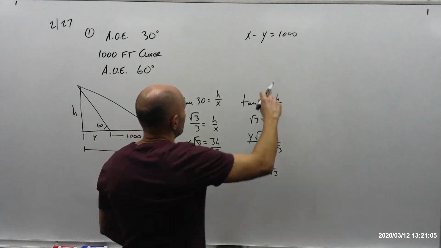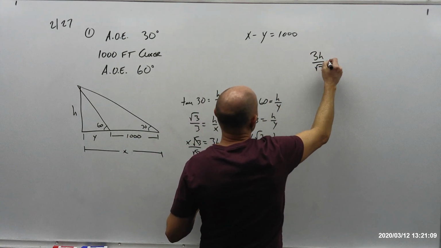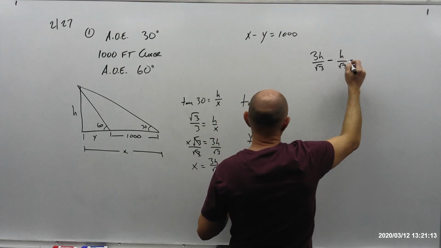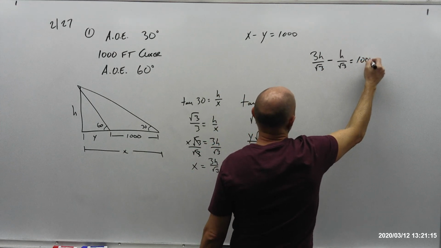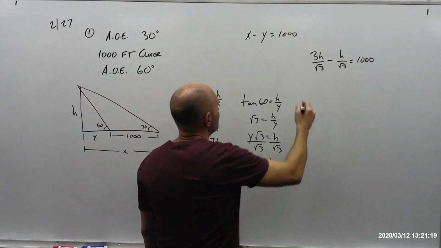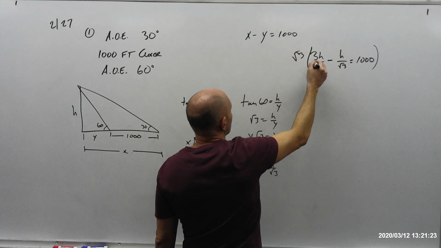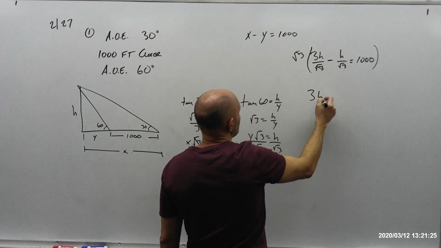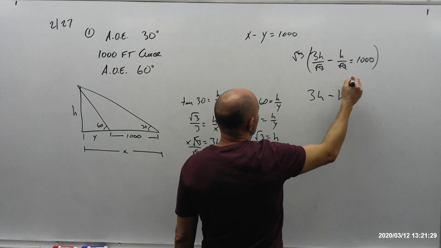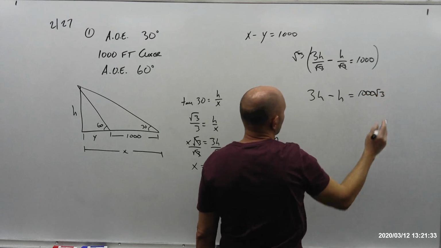So plug these in. We have x, which is 3h over root 3, minus y, which is h over root 3, is equal to 1,000. So again, to make the algebra nice on us, let's multiply everything by square root of 3. From these, it cancels, we get 3h minus, square root of 3 cancels again, h equals 1,000 times square root of 3.